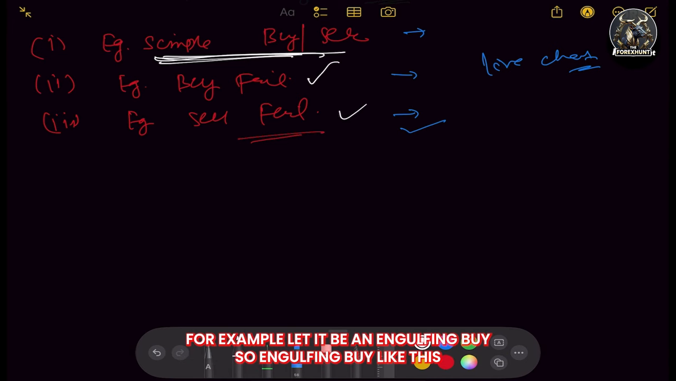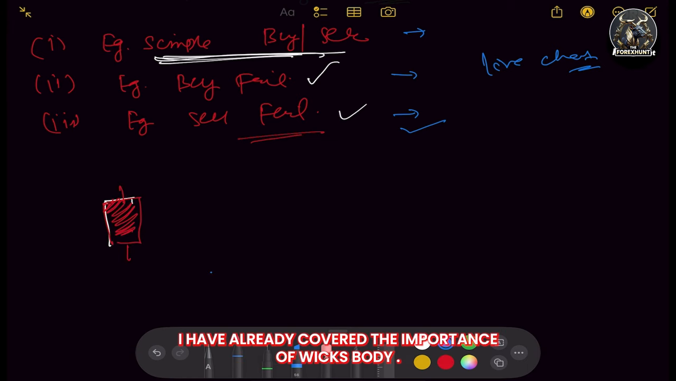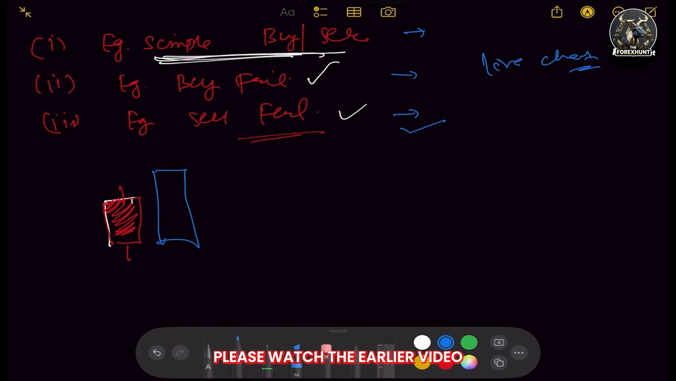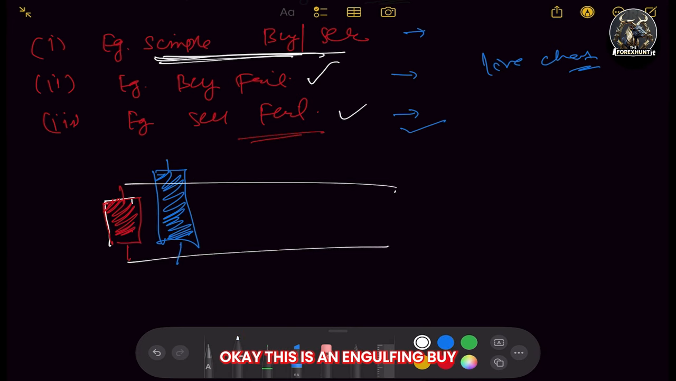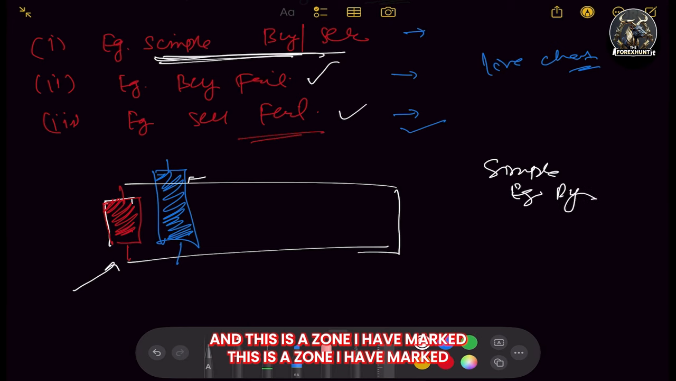For example, let it be an engulfing buy. So an engulfing buy is like this, or one second, this is a red candle. I have already covered the importance of the wick and body. Please watch the earlier video. Okay, this is an engulfing buy. I have covered the wick and body importance, and this is a simple engulfing buy, and this is the zone I have marked.